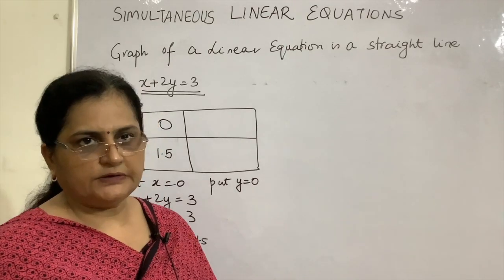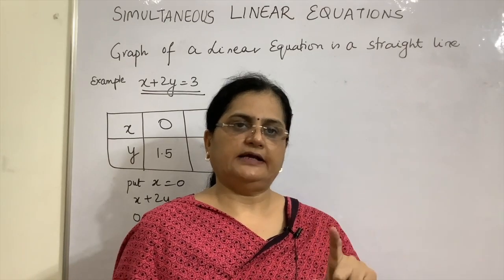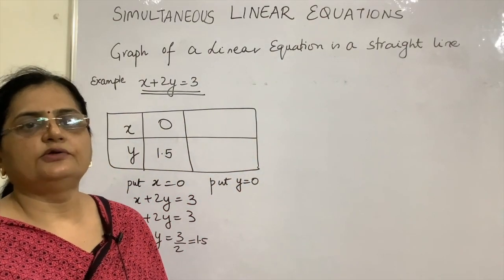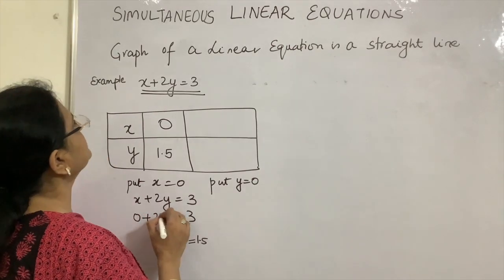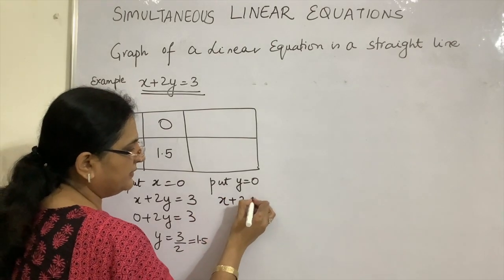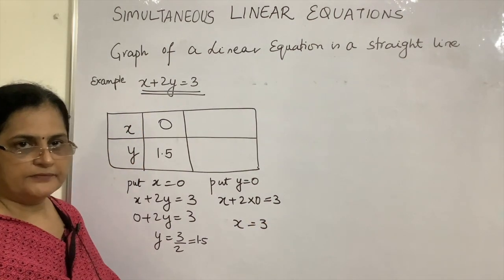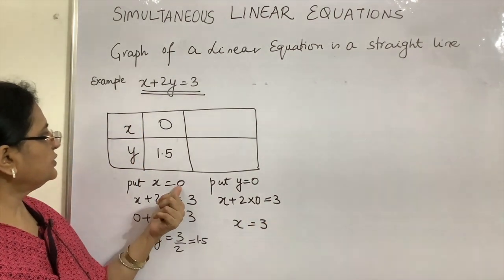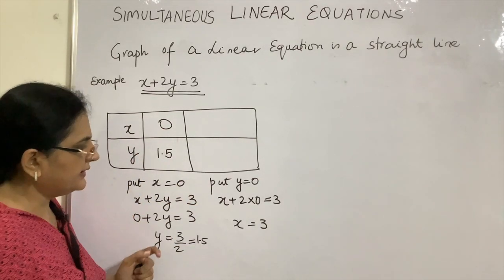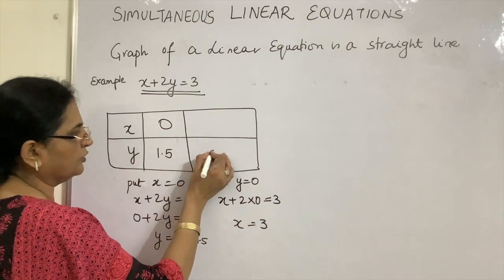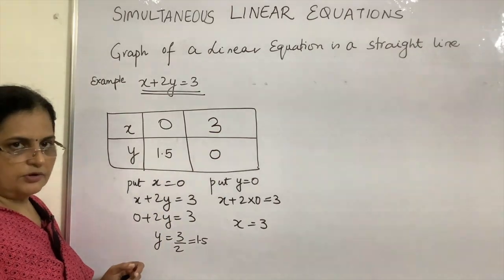Why am I putting x is equal to 0 and y is equal to 0? Although I can put any value, x is equal to 0 and y is equal to 0 make the equation very easy to calculate, and it takes very less time also. Now put y is equal to 0, so you get x plus 2 into 0 is equal to 3, or you get x is equal to 3. So 1 point you have got when x is equal to 0, y is equal to 1.5, and the next point you get is when y is equal to 0, x is equal to 3. Now you have got 2 points.